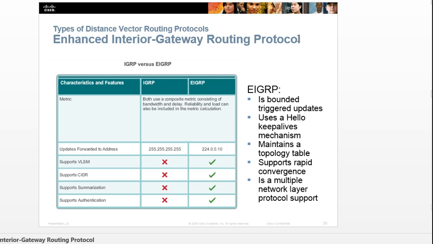EIGRP is bound to triggered updates, and it uses what's called a hello keepalive. A hello keepalive is just a packet sent out very much like a ping between routers. It sends a hello and waits for a yes, I'm there. It maintains a topology table based off of that, and it supports rapid convergence because of that. IGRP again uses that single 255 broadcast address, but EIGRP over here we've got on a multicast address.